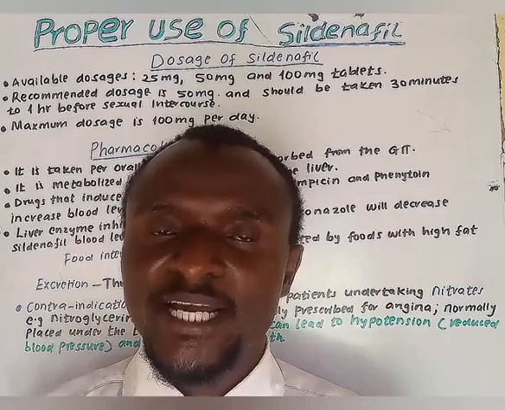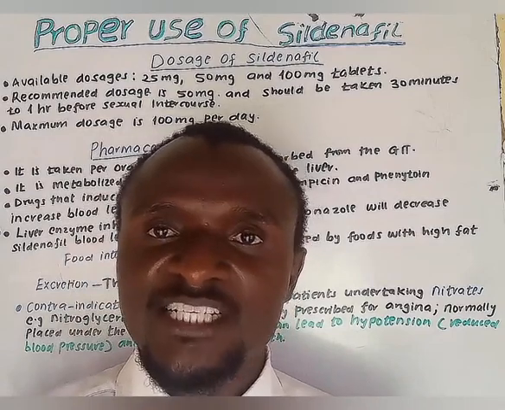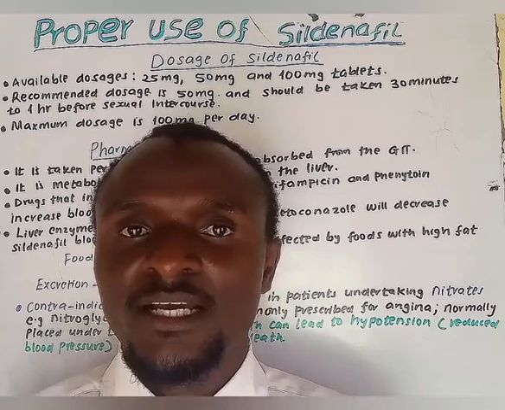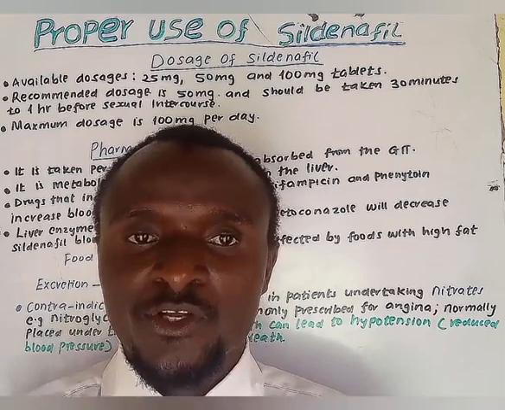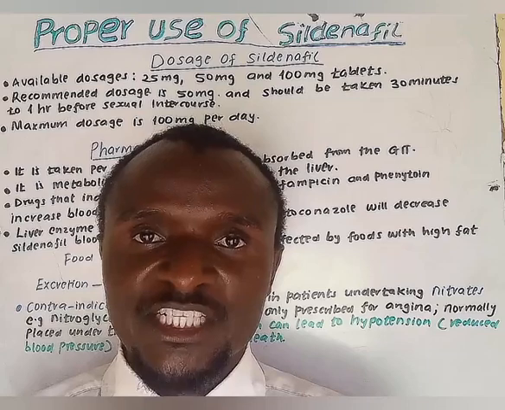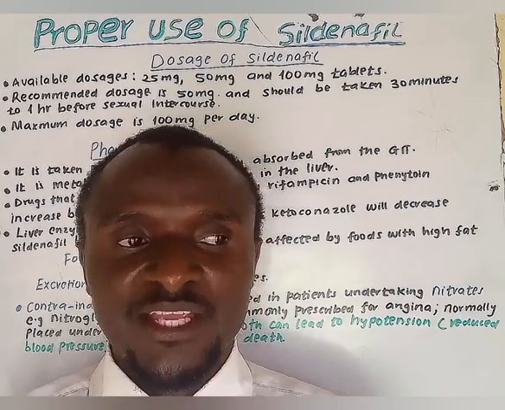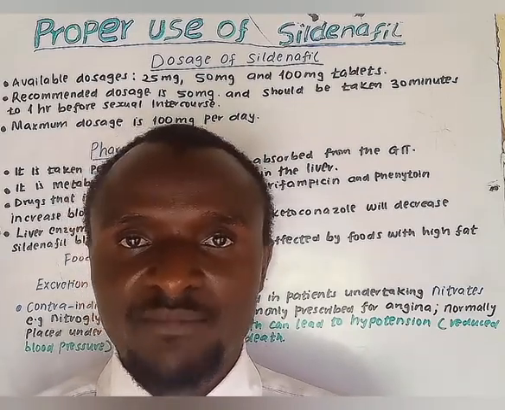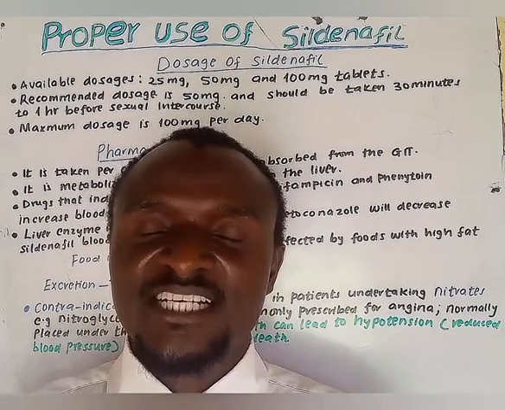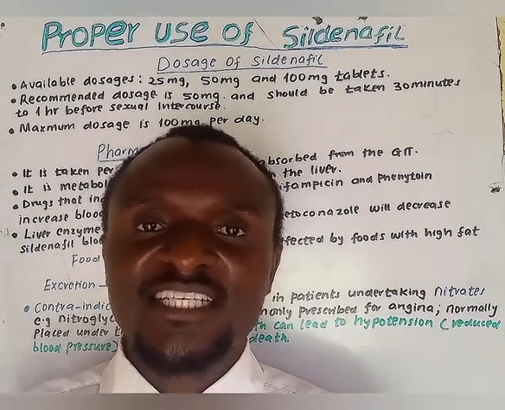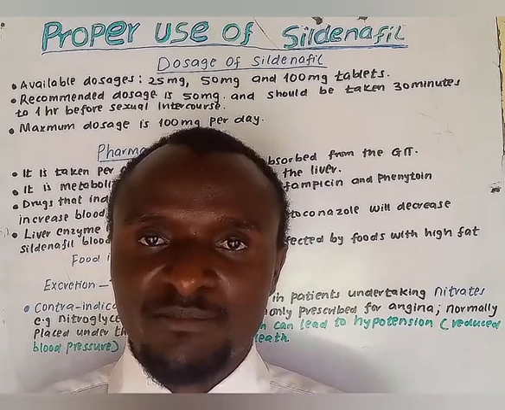Next, we go to pharmacokinetics. This drug is normally taken orally and it is quickly absorbed in the GIT. It is metabolized in the liver by cytochrome P450. It's important for you to note that drugs which induce liver enzymes such as phenytoin and also rifampicin increase sildenafil levels in the blood. On the other hand, liver enzyme inhibitors such as ketoconazole and erythromycin work by decreasing the level of sildenafil in the blood.